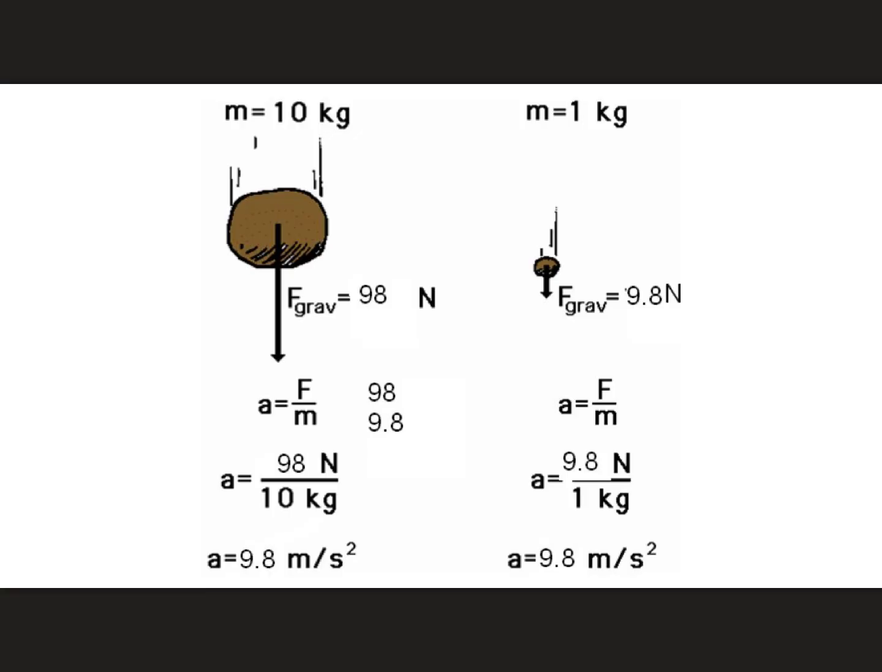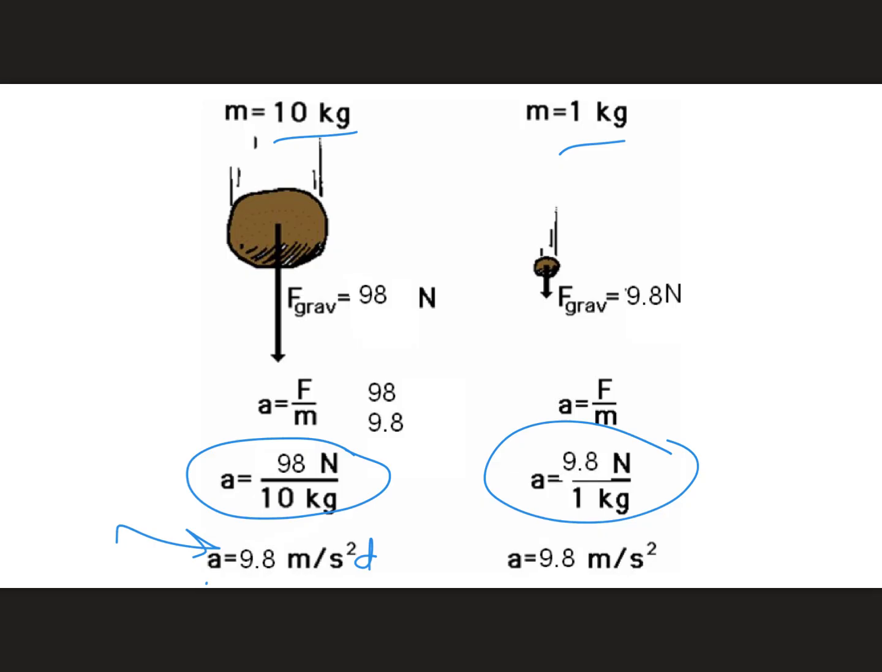So let's look at this example together. This example compares a 10 kilogram object with a 1 kilogram object. Here, we're trying to find the acceleration on Earth. So we do 98 newtons divided by 10 kilograms. When we do that, we get 9.8 meters per second squared down, and we know that that's the acceleration due to gravity.